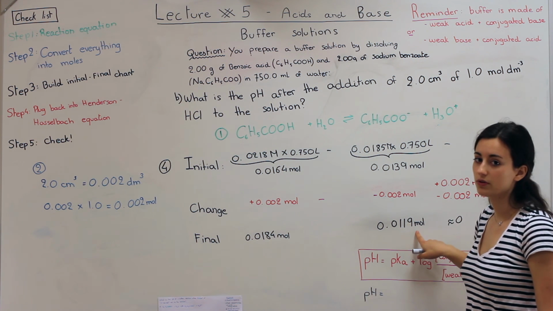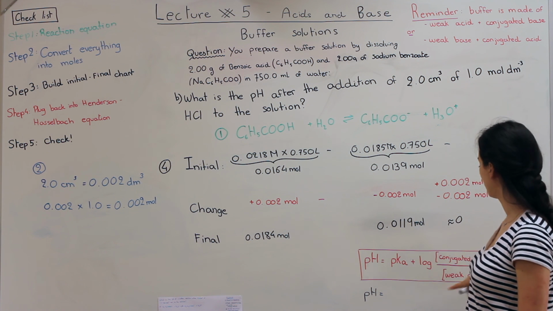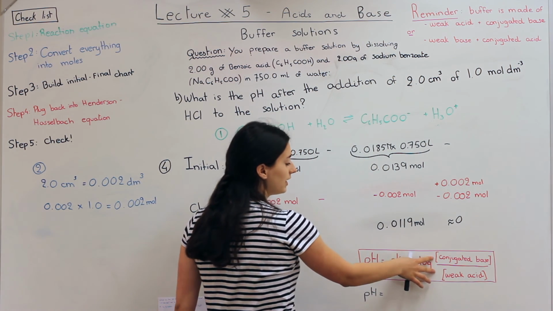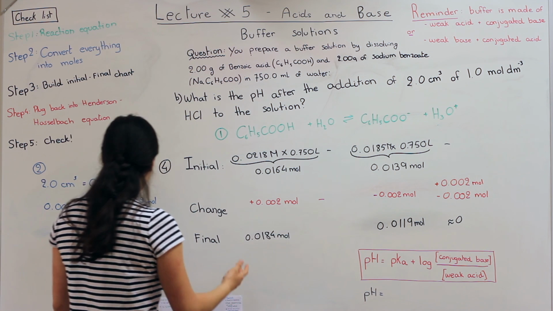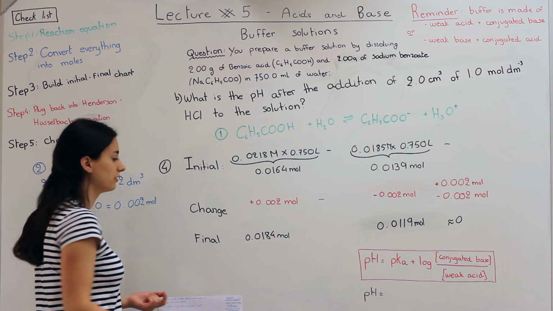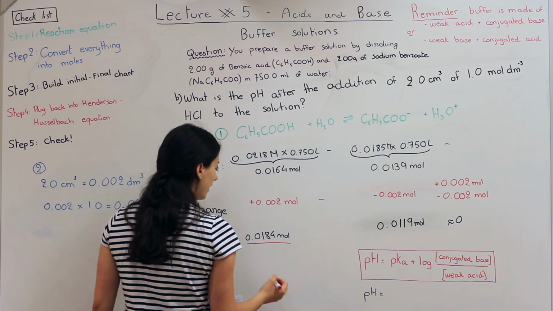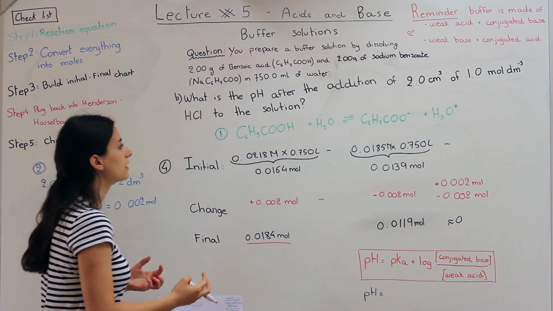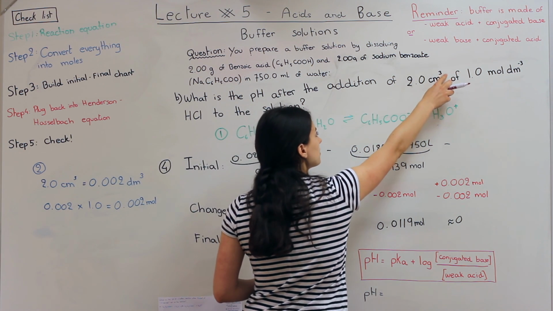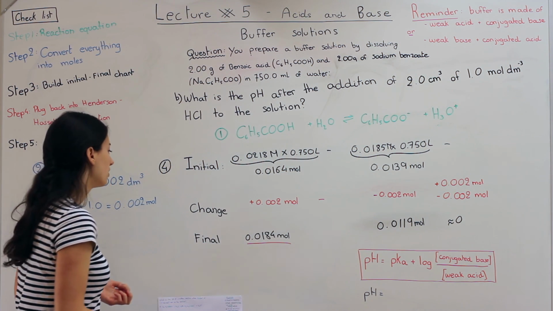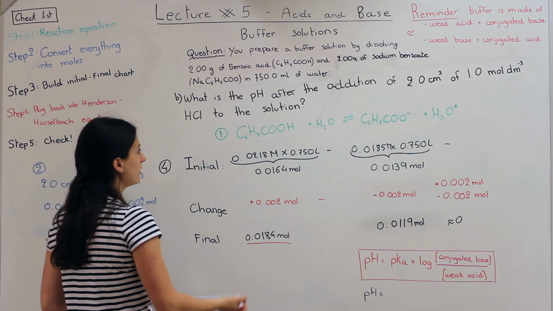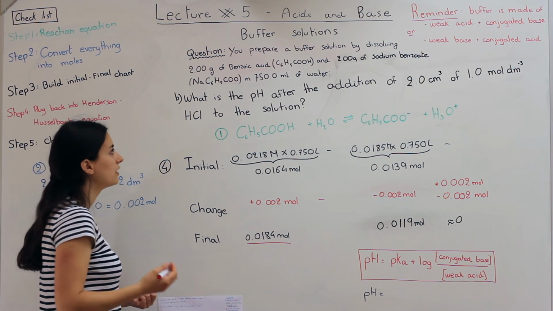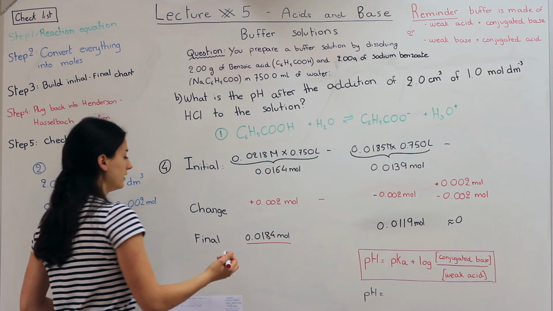So now we have the number of moles, and we want to find the concentration because we're going to plug it back into the Henderson-Hasselbalch equation, which, as you can see, has concentration. So we just divide by the volume. However, now the volume is actually bigger because we added 2 centimeters cubed of HCl. So we just add that up. So instead of having 0.750 liters, we're going to have 0.752 liters.